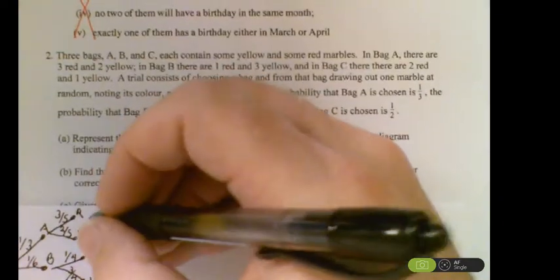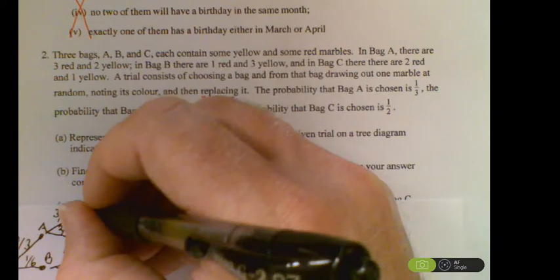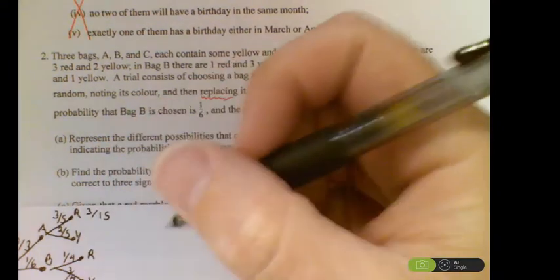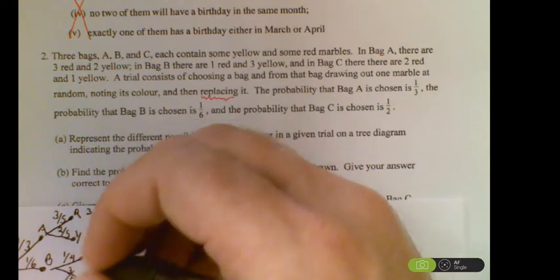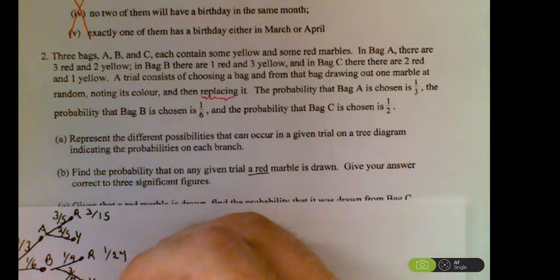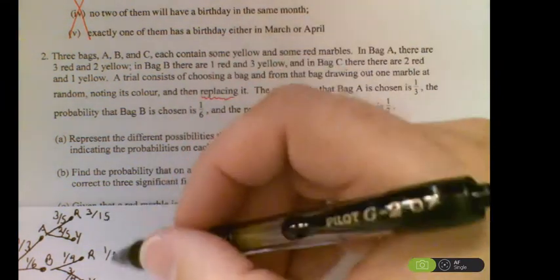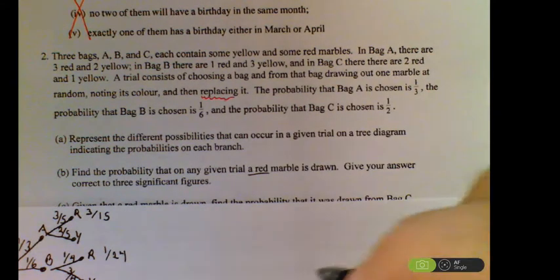If it came from bag A and was red, I'm going to multiply those together and get 3/15. So there's one case where I have a red. My other red case was bag B and red. If I multiply those, I get 1/24. And then from bag C, if it was red, a half times 2/3 will give me 2/6. And so those are the 3 red cases. So just add those together, and you have part B. And then just throw that into your calculator so you can get that answer to 3 sig figs.